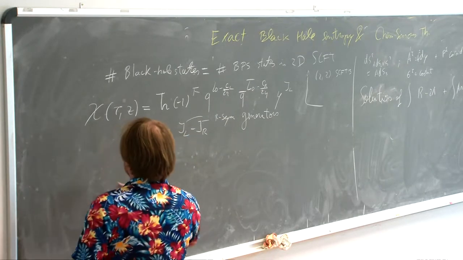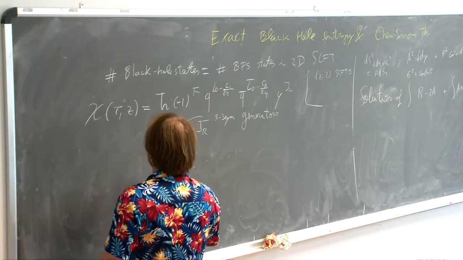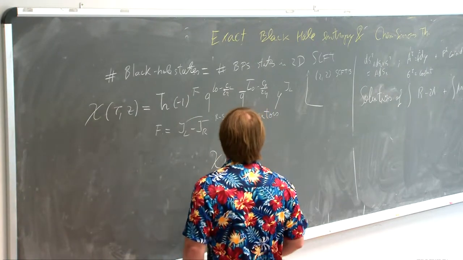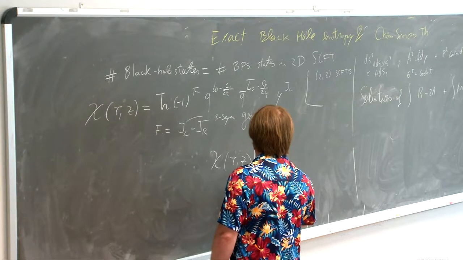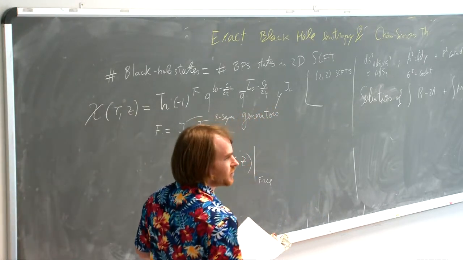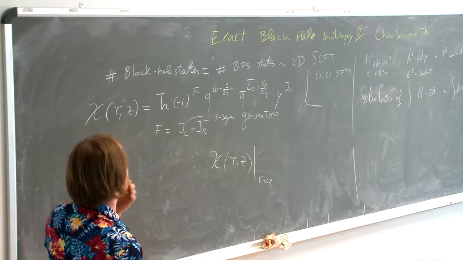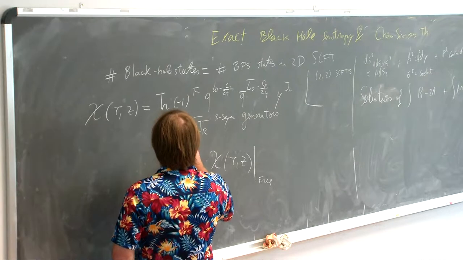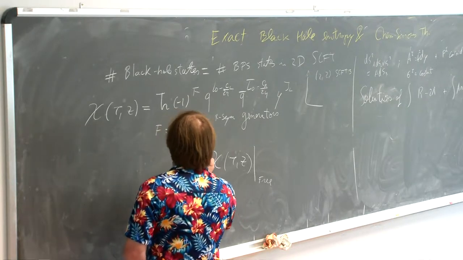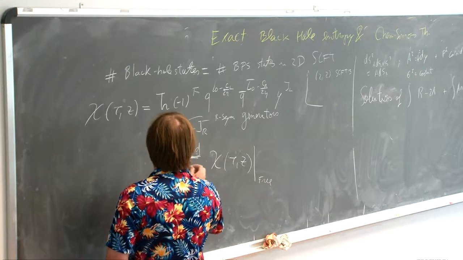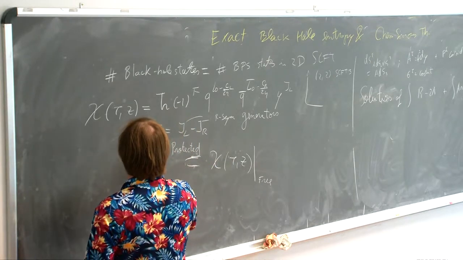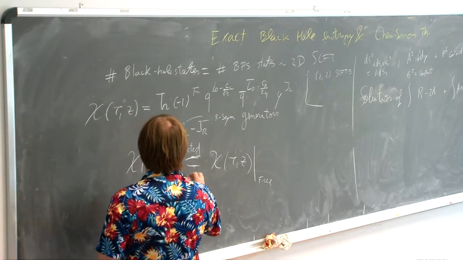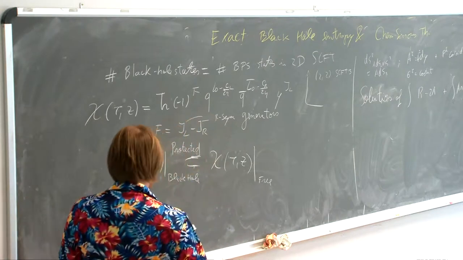Why do I want this? Because in many cases, you can compute this elliptic genus when the theory is free or weakly coupled. So you just have to solve the Hamiltonian, count the BPS states, and so on. But because it's a protected quantity, you can extrapolate this partition function to a regime where the theory is strongly coupled, which will be the black hole. It's the usual story.